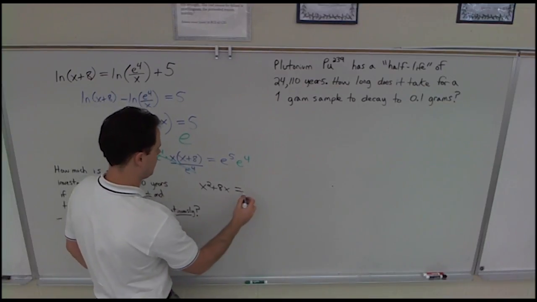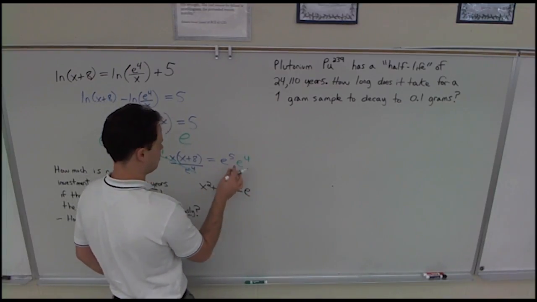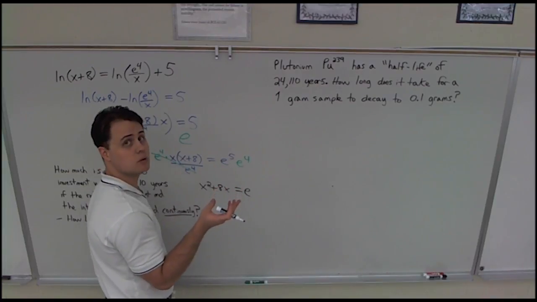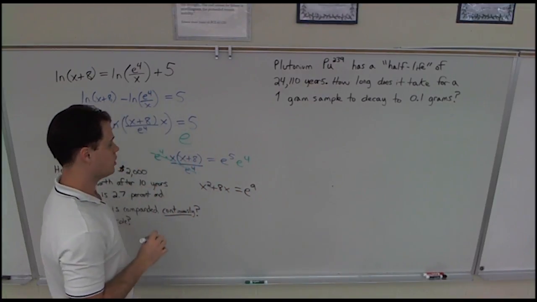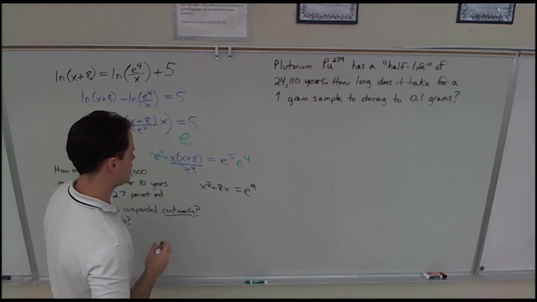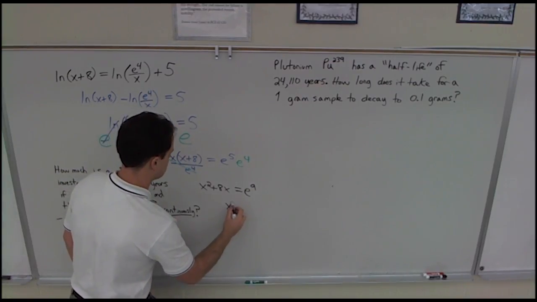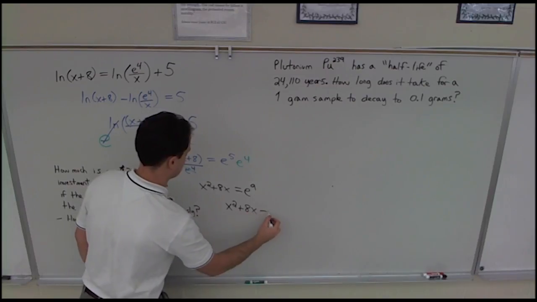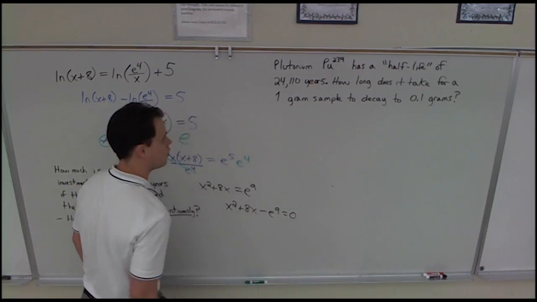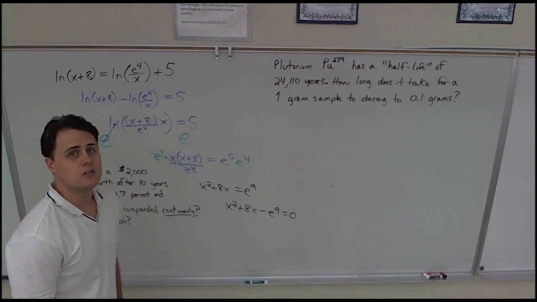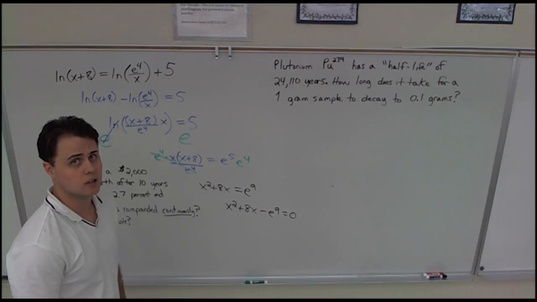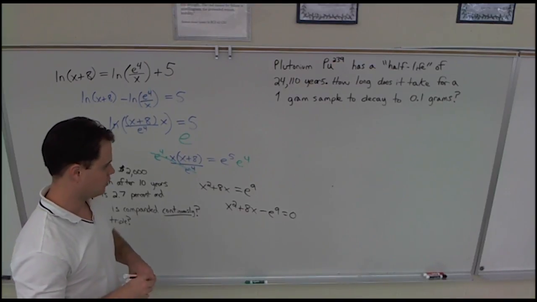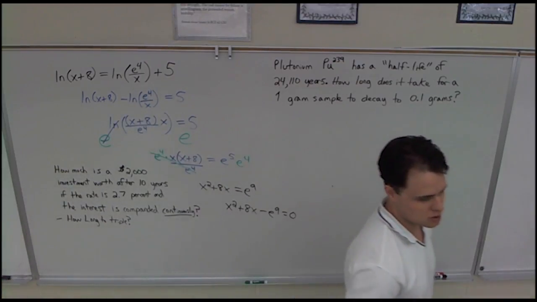And over here I have e to the 5th times e to the 4th. These are the same base, so in algebra we add exponents if they're the same base. That's going to be 5 plus 4, or 9 in other words. So that's going to leave us with x squared plus 8x minus e to the 9th is 0. So we could solve that in a lot of different ways. I doubt it factors, so we're probably going to have to go to the quadratic formula or to our graphing calculator. You know, let's just go to our graphing calculator and see if we can get anything out of that. That's my instinct on this one.